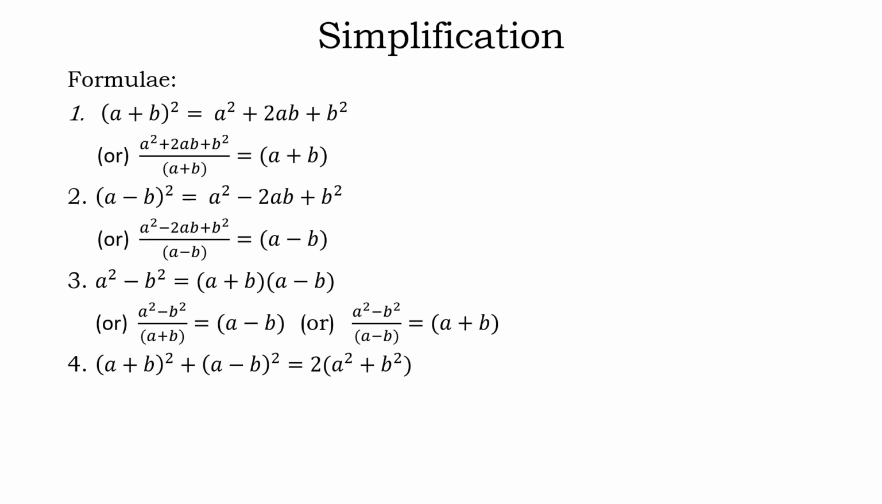Or otherwise, if the problem is of the form (a plus b) whole square plus (a minus b) whole square divided by (a square plus b square), then no need to solve this, you can directly write it is equal to 2.